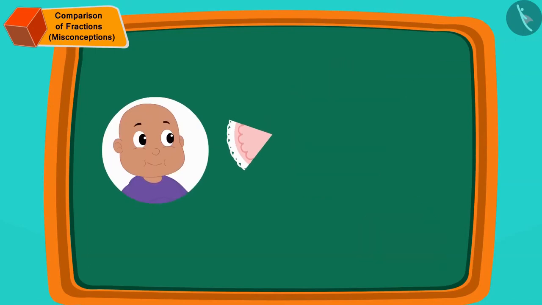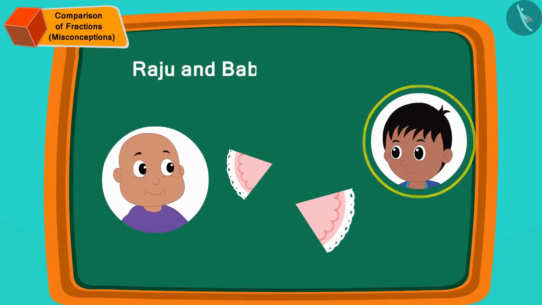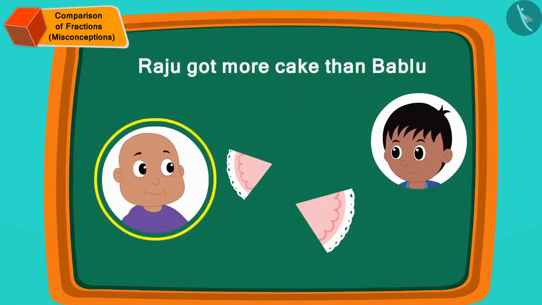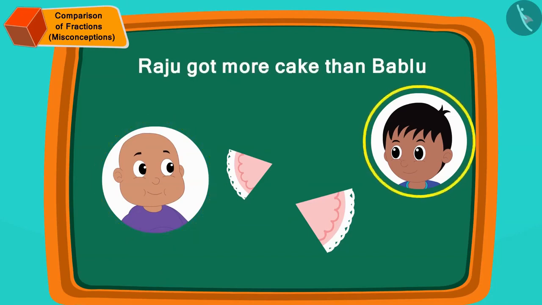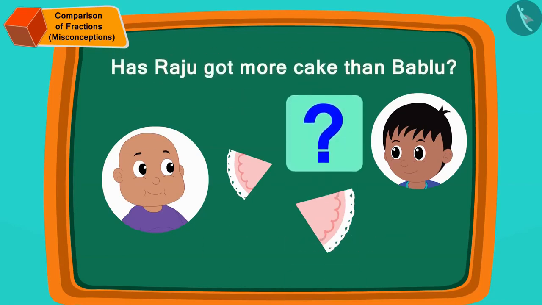Now, Raju told Bablu that he and Bablu had got equal cake. But Bablu is fighting with Raju that Raju has got more cake than him. Children, can you tell which of the two is correct?